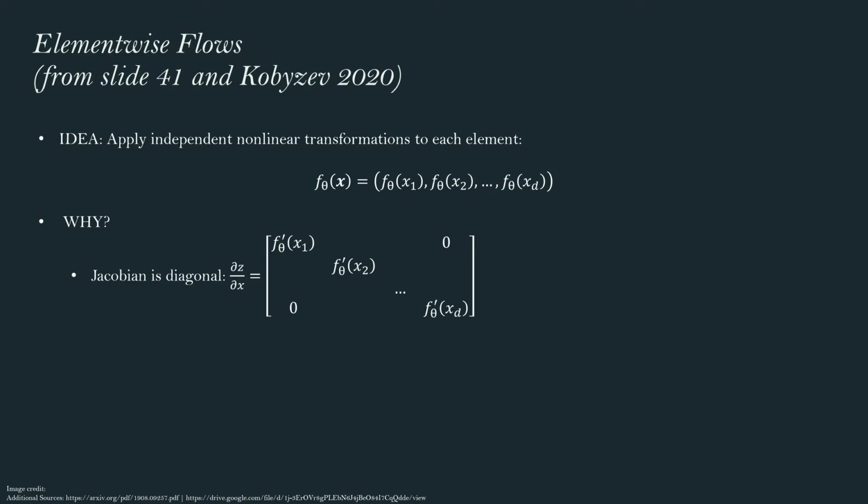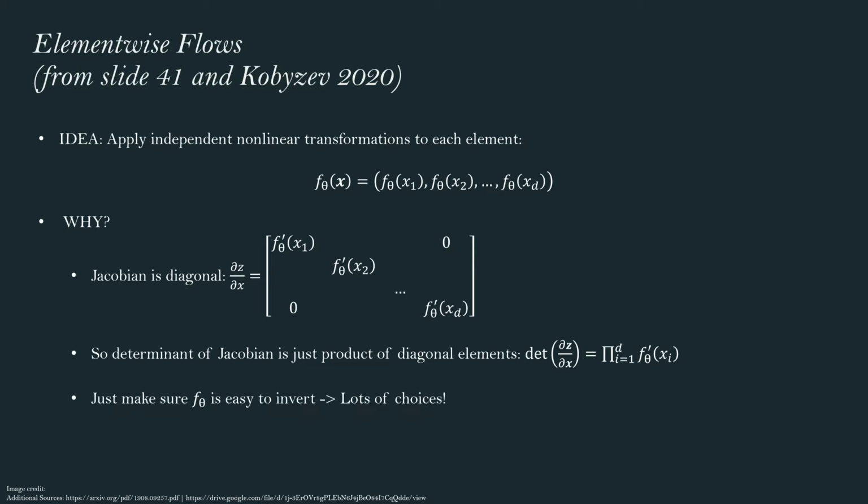Well, the big one is, once again, the same reason you do any of these constraints, which is to make the problem tractable. The Jacobian here is then diagonal, and you can see this pretty easily. If we compute the partial with respect to x, you see element 1, z1 depends only on x1, z2 depends only on x2, and so on. So you've just got a diagonal matrix. And the determinant of the Jacobian is just going to be the product of these diagonal elements.